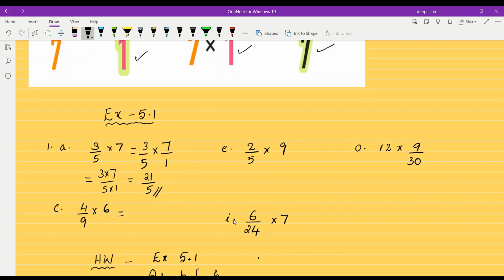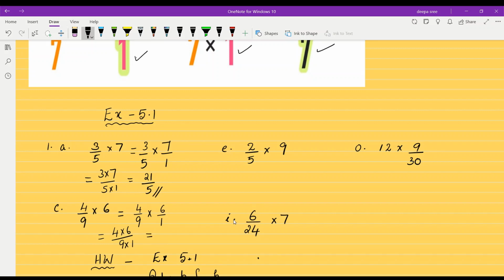Now here it is 4 by 9 and 6. Write the first fraction as it is. The whole number we should convert into a fraction, 6 by 1. Now we should check whether any common factors are there in the numerator and denominator. In this there is no common factor, so I multiply the numerators and denominators. We can write 4 into 6 divided by 9 into 1.